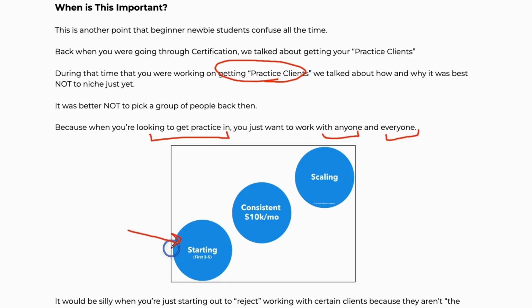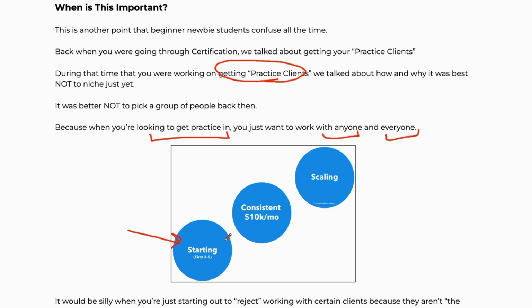When we talked about starting out, this was the diagram we used back in certification. You're just starting out. Whether your practice clients are free, charity or paid, I'm not talking about that right now. I'm talking about just straight up practice clients. Whoever your first, let's say, 3 to 5 clients are, that's who we refer to as your practice clients, regardless of whether they were paid or not. In the beginning, when you're looking to get your feet wet, you're just looking to work with anyone and everyone that is willing to work with you, okay?